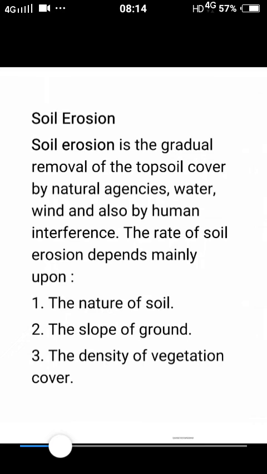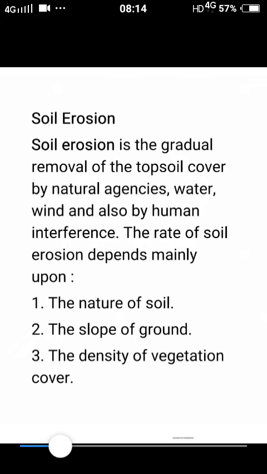Soil erosion is the gradual removal of the topsoil cover by natural agencies, water, wind and also by human interference. In one line you can say it is the removal of soil from one place to another by natural and man-made forces. The rate of soil erosion depends mainly upon these factors.